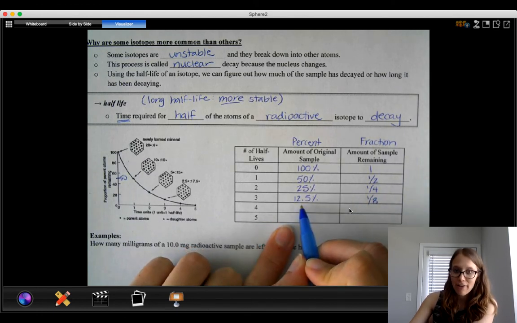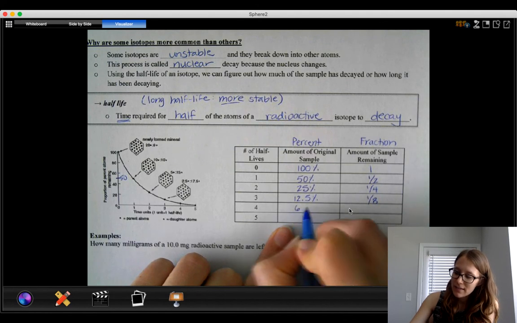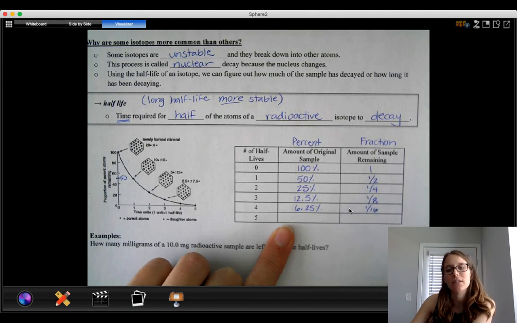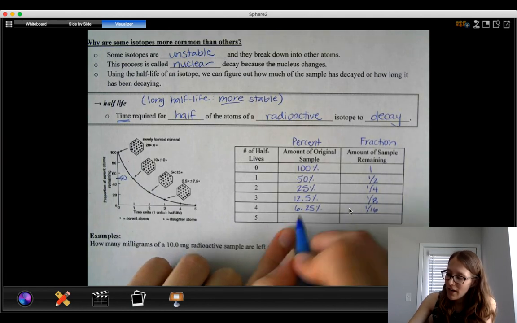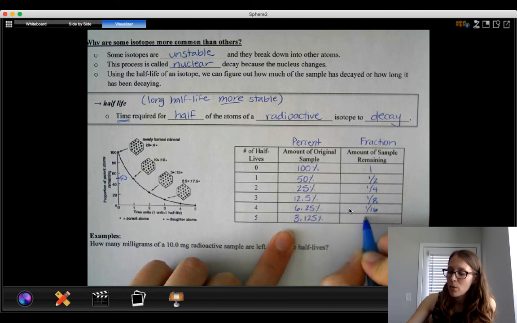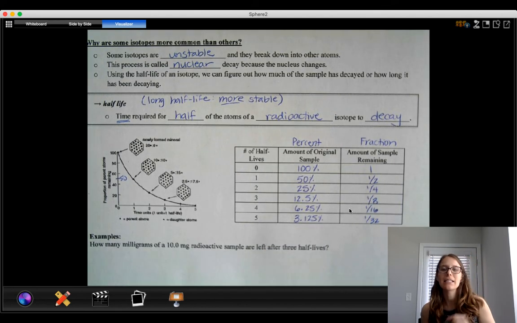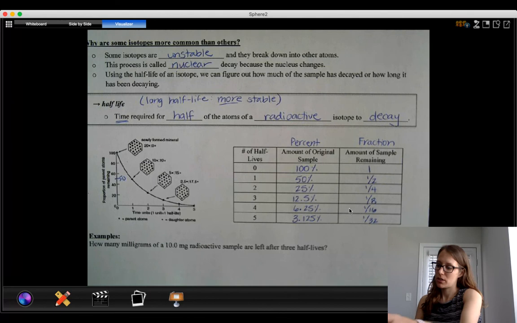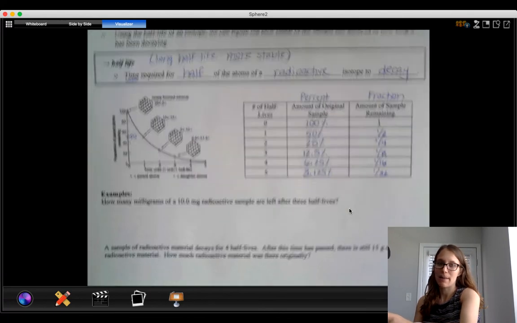So if we wait another half-life, half of 12 is 6, and half of 0.5 is 0.25, which would be 1/16 of our sample is still radioactive. If I wait another half-life, that would be 3.125%, which would be 1/32. So this is kind of just looking at, if I have a sample and I wait 5 half-lives, only 3% of it is radioactive. If 100% was radioactive at the beginning, 5 half-lives knocks that down pretty substantially. We can use this idea to help us figure out how much of a radioactive sample is left over.